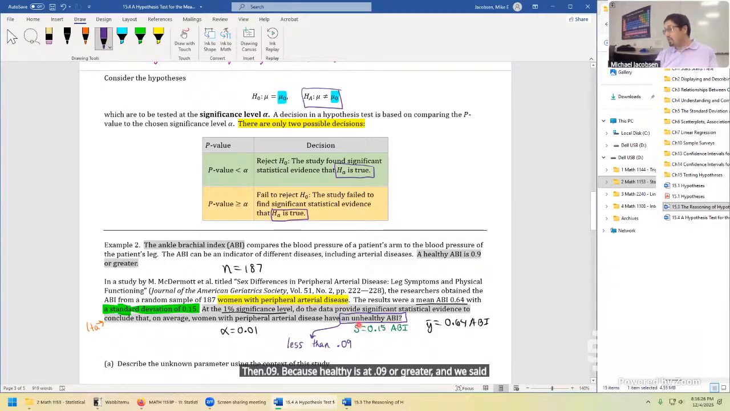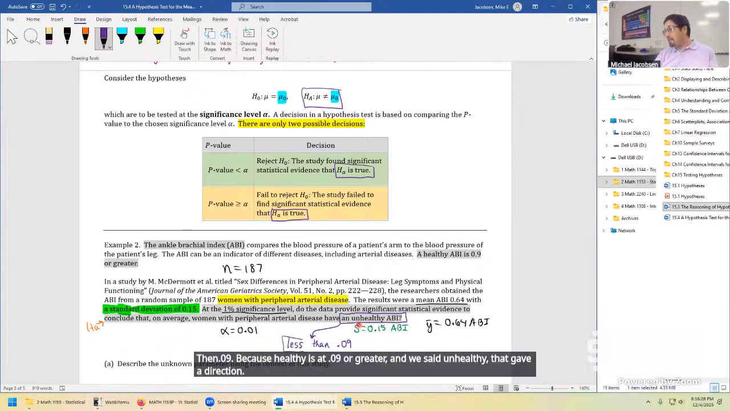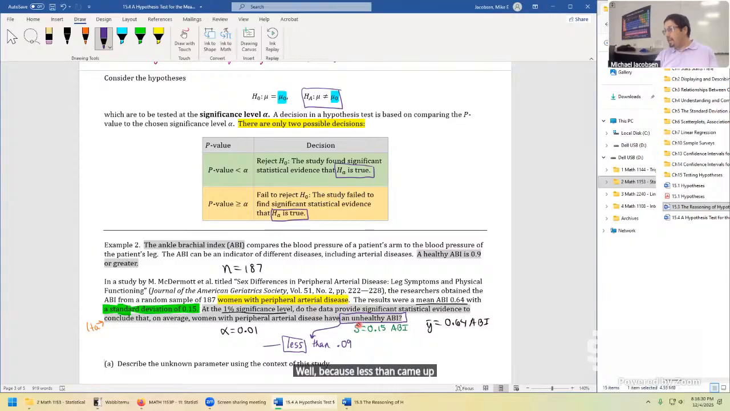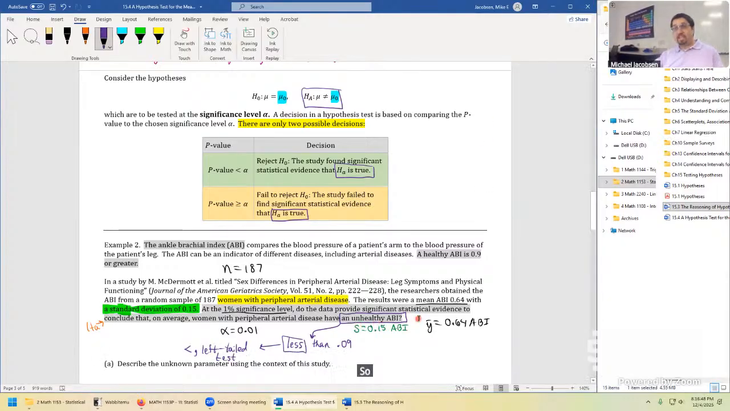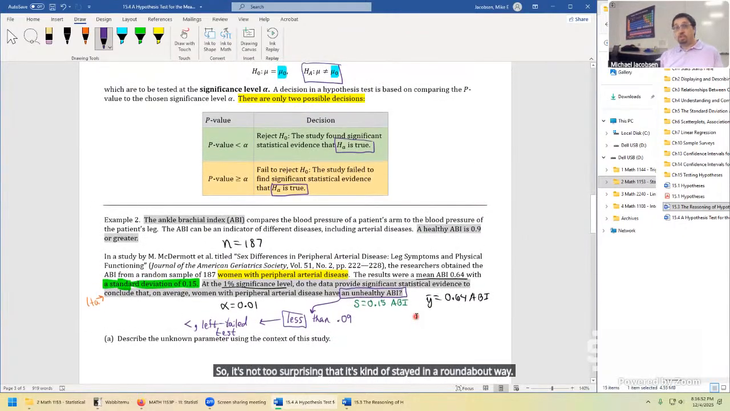That gave a direction. But because less than came up in a roundabout way, that means there's a less than sign here for a left-tailed test. That's pretty tricky context, but it's serious real world looking data. So it's not too surprising that it's stated in a roundabout way. Any questions at the moment, folks, putting all this together so far?